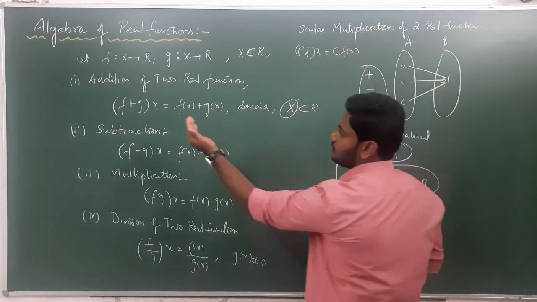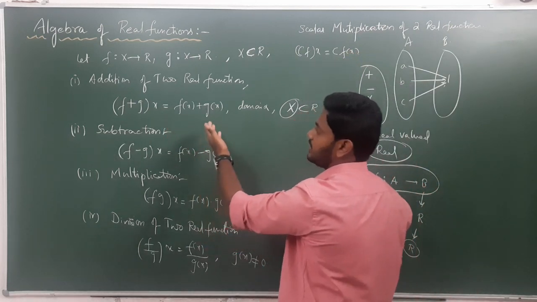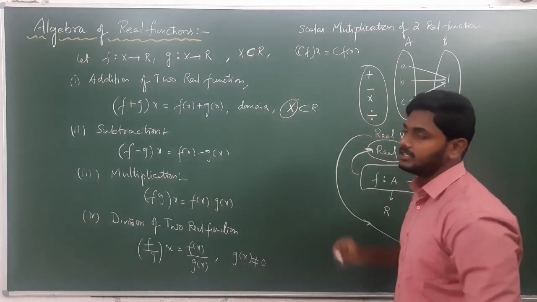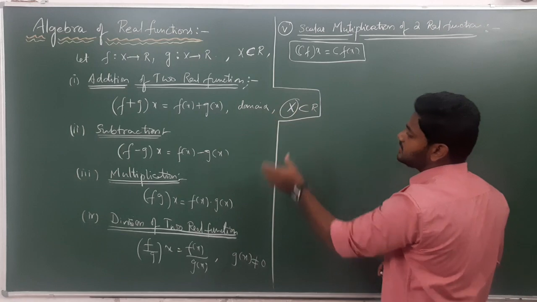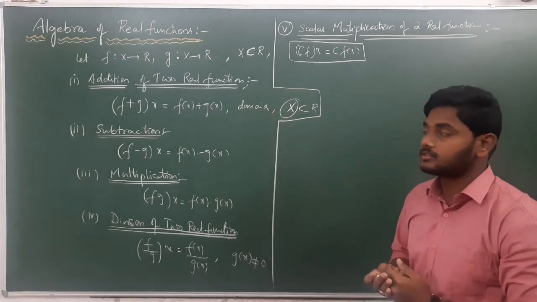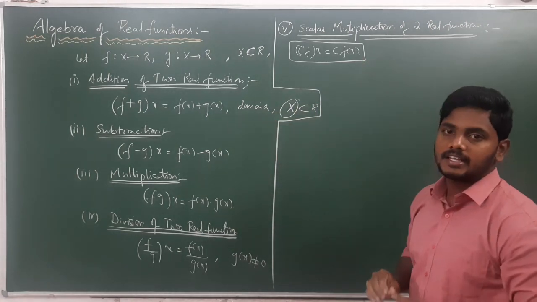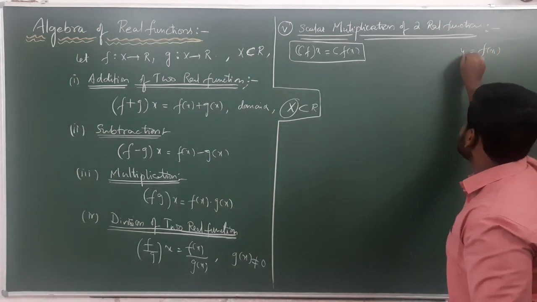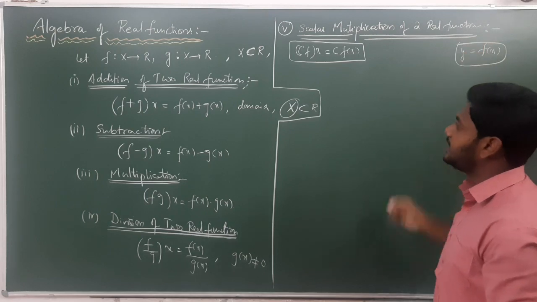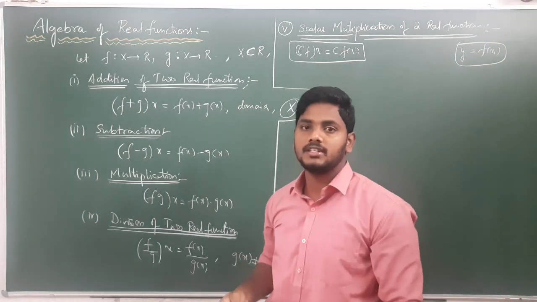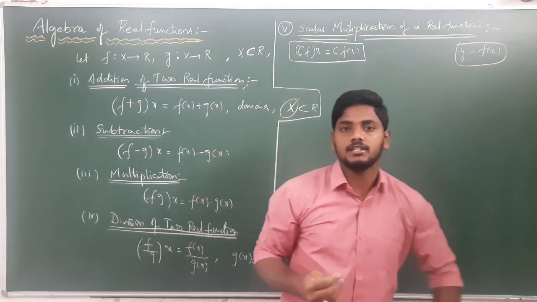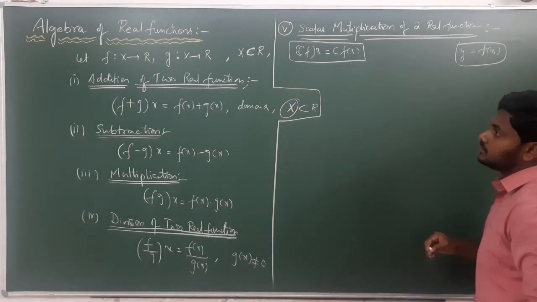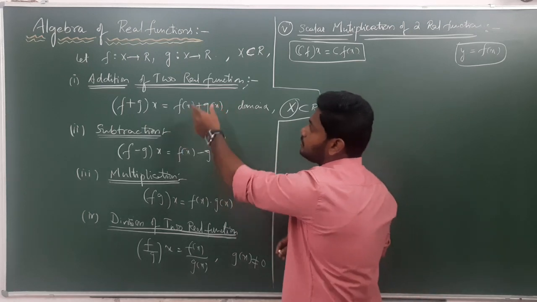You might be confused about what f plus g of x is. It becomes f of x plus g of x. So I will give examples here, then you can understand. I will define all these five operations and how we will use them. Function we represent with y equal to f of x. That may be identity function, constant function, polynomial function, modulus function, signum function, whatever it may be. Those functions will be represented with either y or f of x.